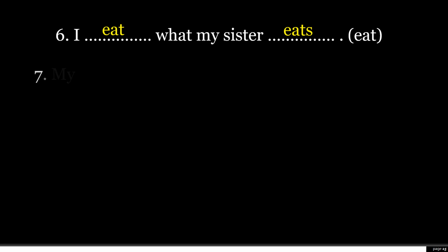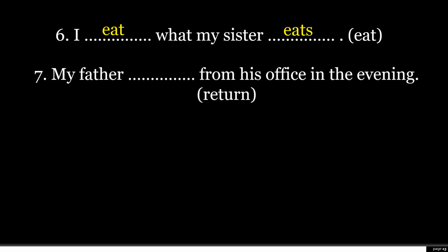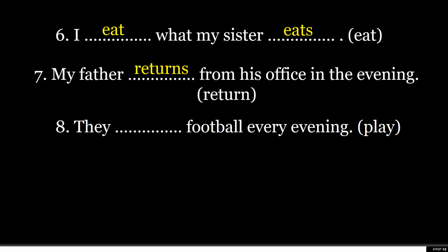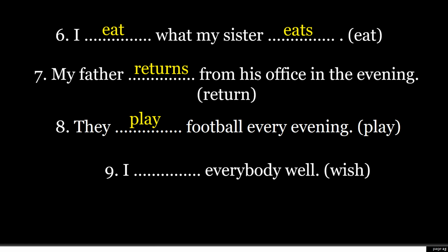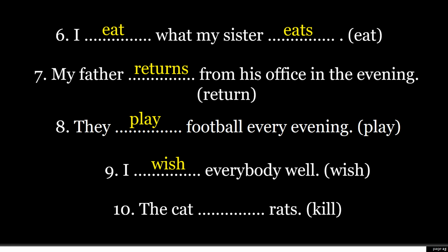My father dash from his office in the evening. The verb is return. My father returns from his office in the evening. They dash football every evening. The verb is play. They play football every evening. I dash everybody well. The verb is wish. I wish everybody well. Then the last one is the cat dash rat. The verb is kill. The cat kills rat. So children, you have added S or ES in it. So please be careful about the spellings too.